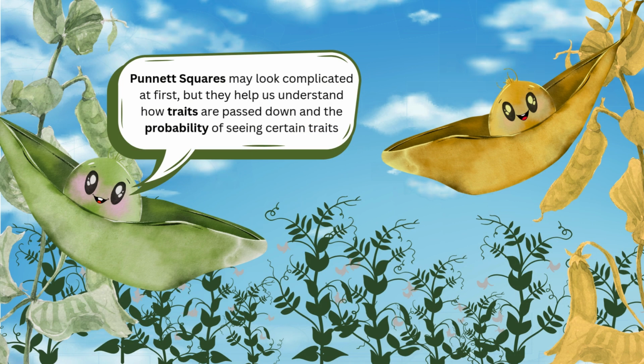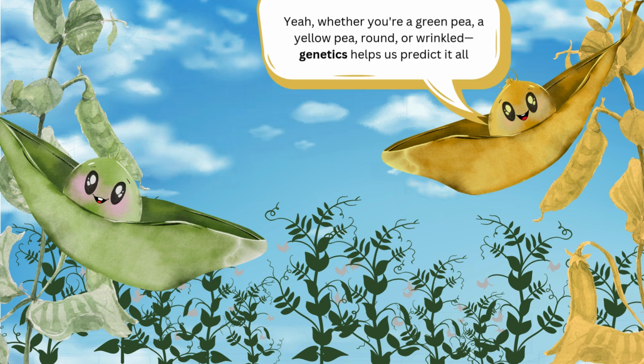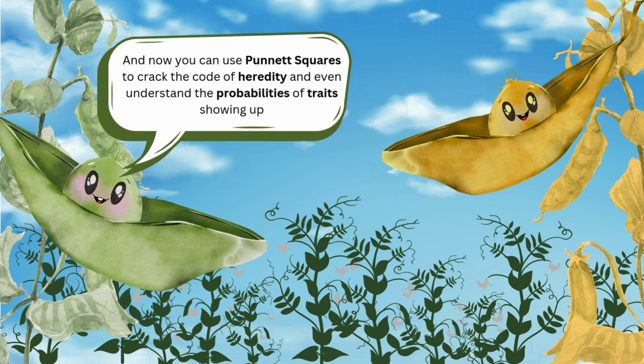Punnett squares may look complicated at first, but they help us understand how traits are passed down and the probability of seeing certain traits. Yeah, whether you're a green pea, a yellow pea, round or wrinkled, genetics helps us predict it all. And now you can use Punnett squares to crack the code of heredity and even understand the probabilities of traits showing up.